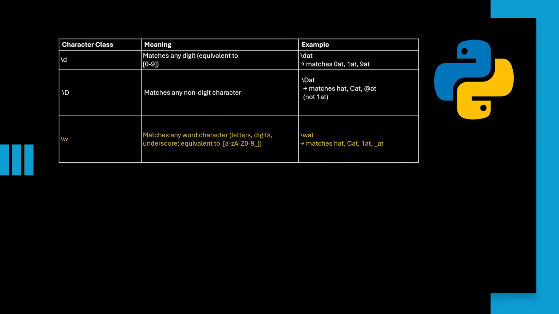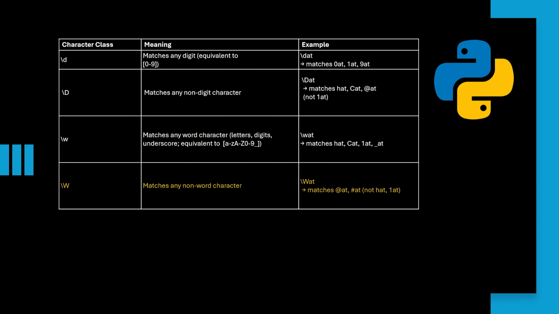Now the next one is lowercase w and uppercase W. Lowercase w matches any word character. Do not get confused by word. It includes letters, digits, underscore, etc., which is equivalent to a custom character class that we will see later in this video. And it matches strings like hat, cat, one at, and underscore at, since it covers them all. As the opposite one, uppercase W matches any non-word character like hash at, but not hat or one at.